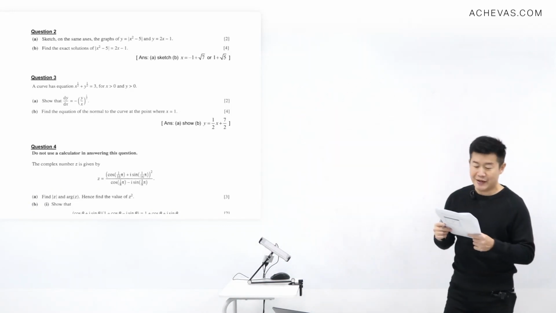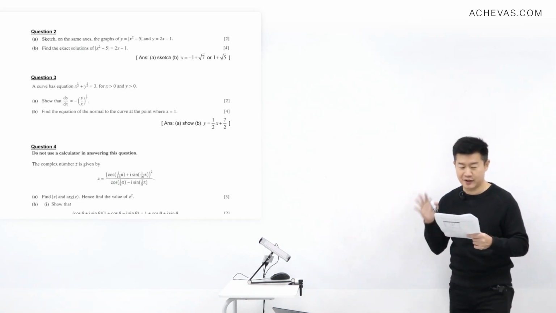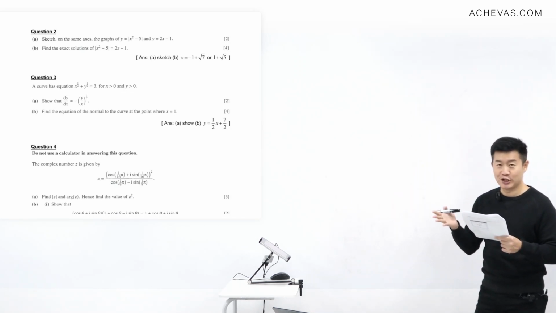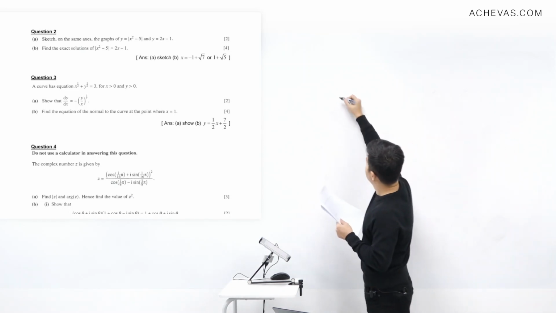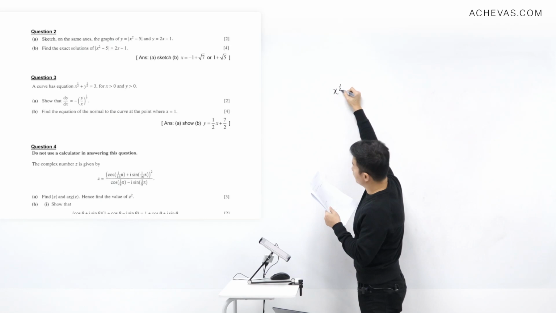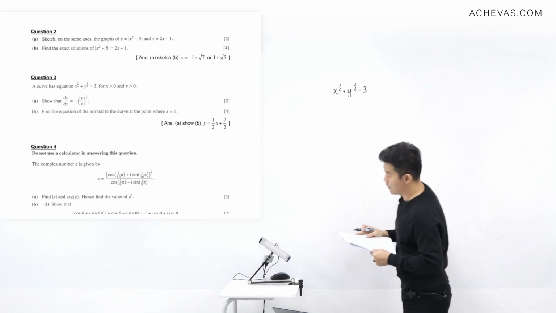Okay, question number 3 is a calculus question. So far, I think question number 1 and 2 are pretty simple. Let's see how challenging or how easy question number 3 is. So we're given that x to the power of 1/2 plus y to the power of 1/2 is equal to 3.